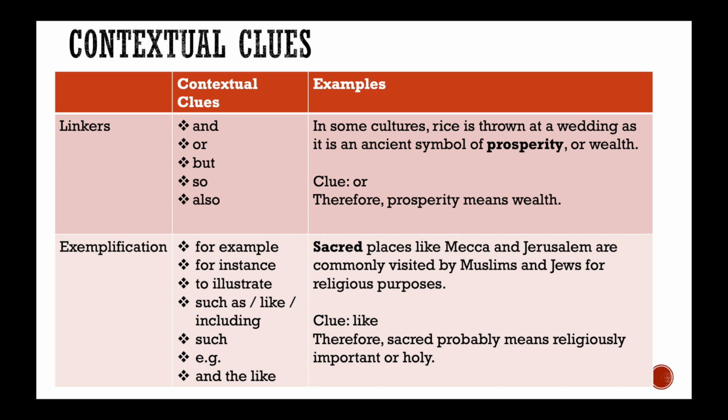Another clue is exemplification. There are some structures that we use to introduce examples, such as, for example, for instance, to illustrate, etc. We also use the abbreviation e.g. to introduce an example. Here we have a sentence. Let's read the sentence. Sacred places like Mecca and Jerusalem are commonly visited by Muslims and Jews for religious purposes. As you can see here, sacred probably means religiously important or holy places because the examples Mecca and Jerusalem are given.